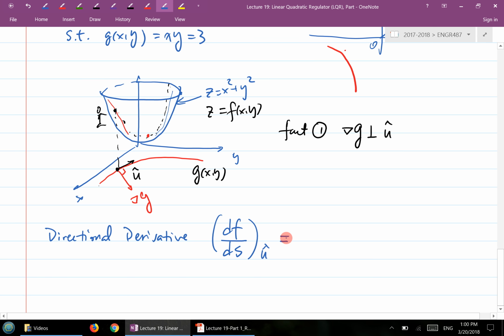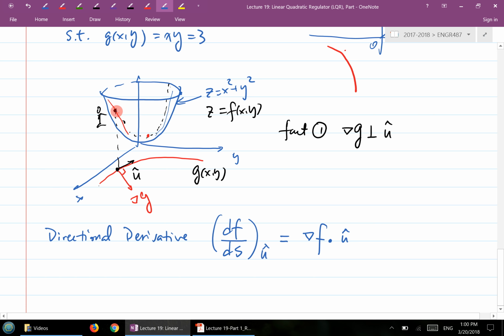And the directional derivative has a formula: it's the gradient dotted with u hat. So here's the direction of moving, here's the gradient. If you dot these two vectors together, then you get the directional derivative. Okay, directional derivative.